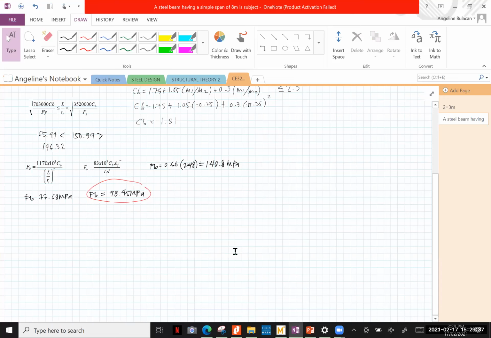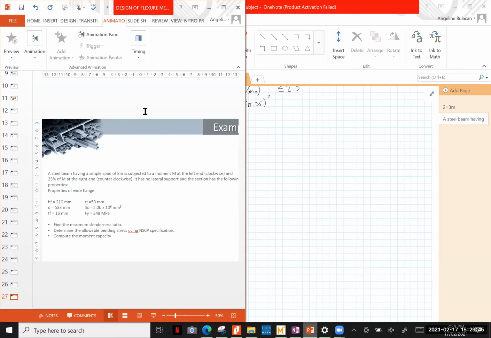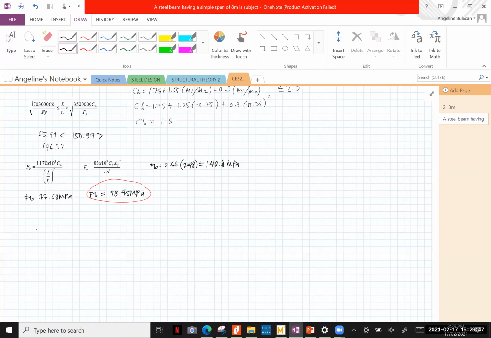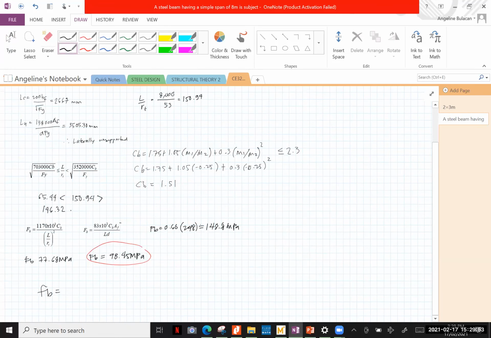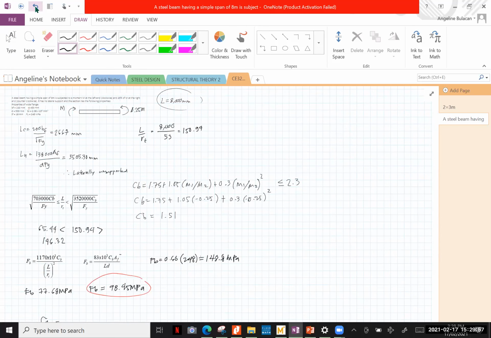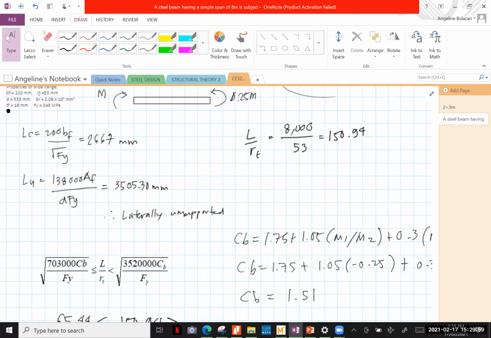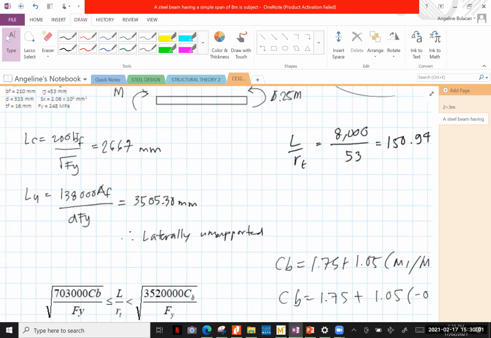Next naman, what is the allowable bending stress? Ito din yung sagot. Next, what is the moment capacity? So, balik tayo sa equation na FB. Anong binigay? SX ba o I? Check natin. Ang binigay po ay SX 2.06 times 10 raised to 6. So, yun ang gamitin natin.